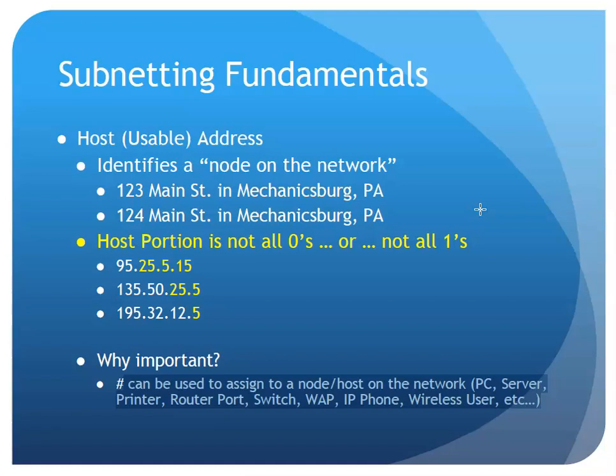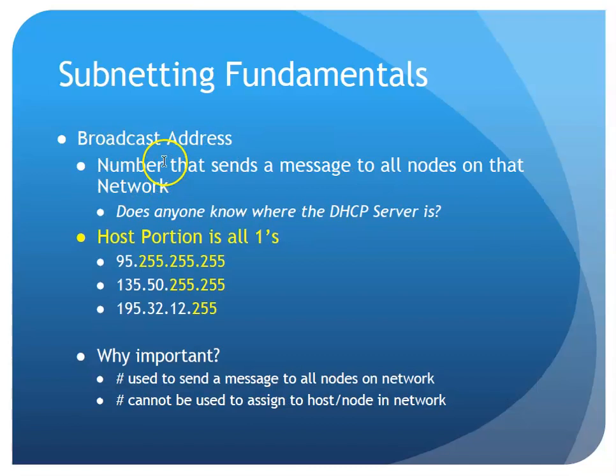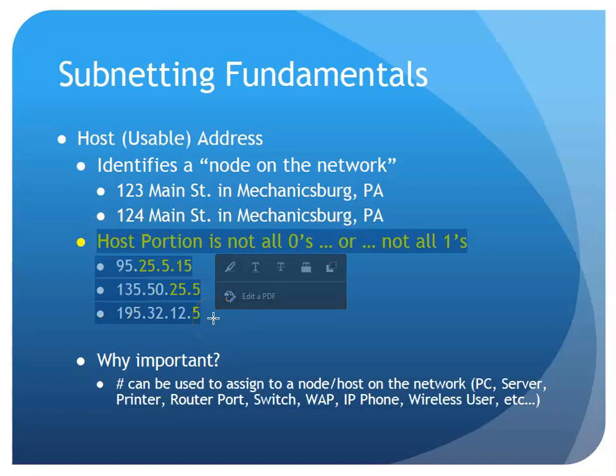Eventually, we are going to make a chart where the network IDs show up in one column, the broadcasts show up in another column, and then all the usable stuff shows up in the middle. That way we know that middle column are the usable numbers we can assign to things on my network. Okay, so keep those numbers in mind.